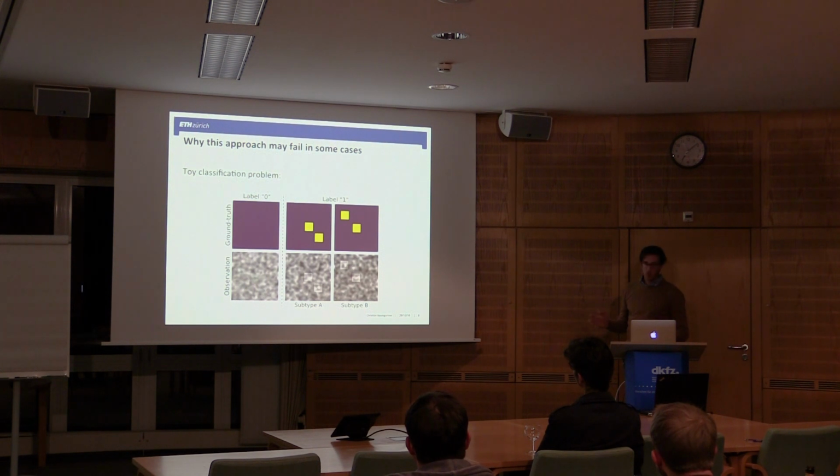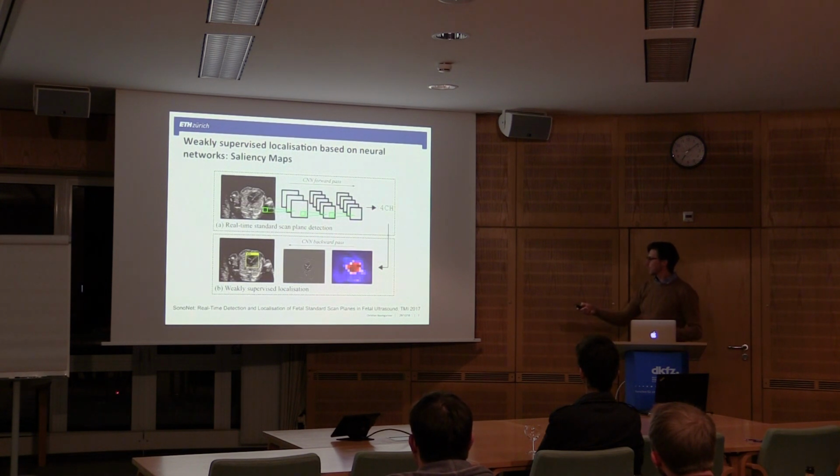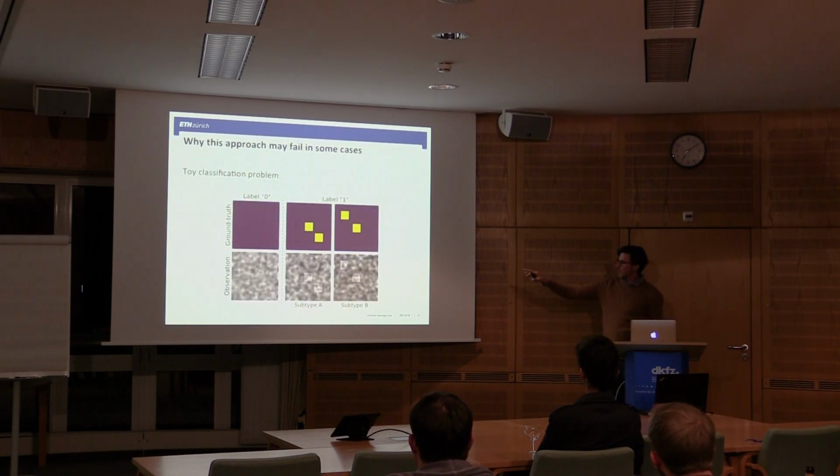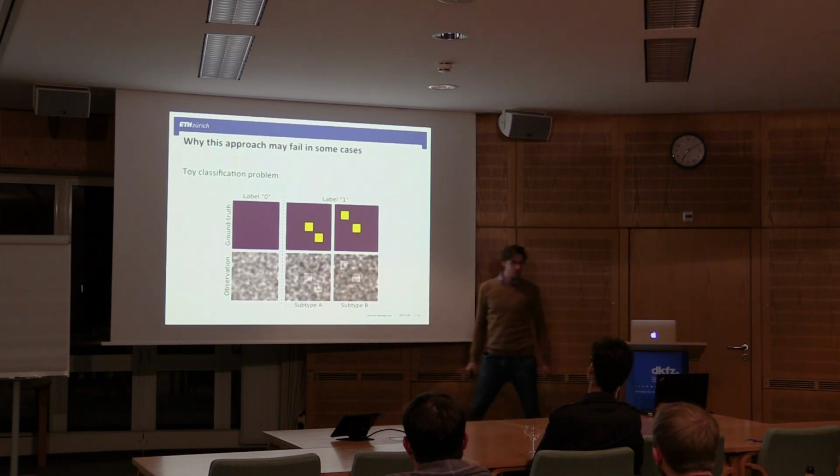However, we found some problems with this. And to motivate to you why this approach may fail sometimes, consider this toy classification problem. So we have data with two classes. Anyways, so we have a label 0, which you can consider as healthy images, and it's just a noisy background. And then we have label 1, which you can consider as diseased images, and they have two subtypes.